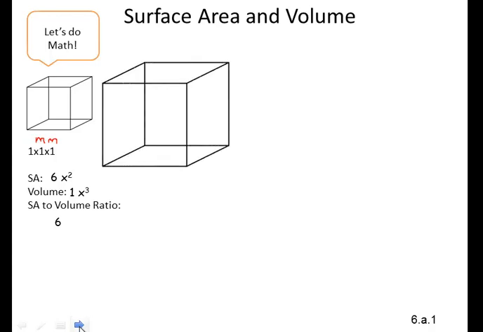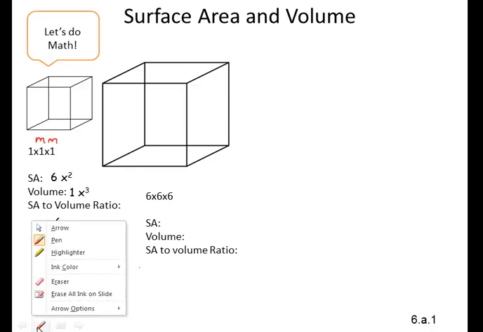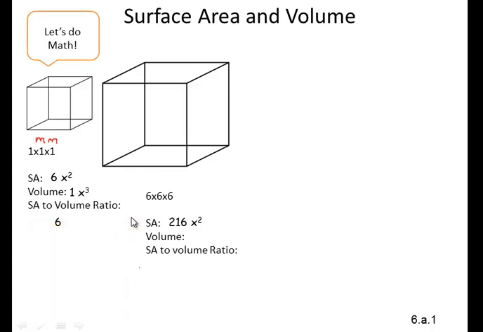Then we take this one, which is 6 by 6 by 6, and we take our volume. 6 by 6 is 36 times 6, and we're going to end up with 216x squared, and volume 6 by 6 by 6, 216x, or in this case millimeters cubed, and our surface ratio is 1. The larger the surface ratio, the better the cell.